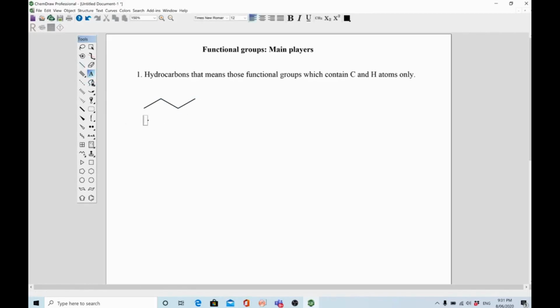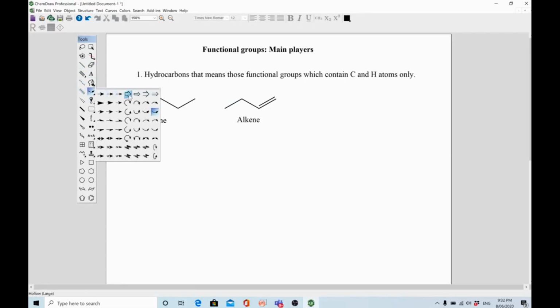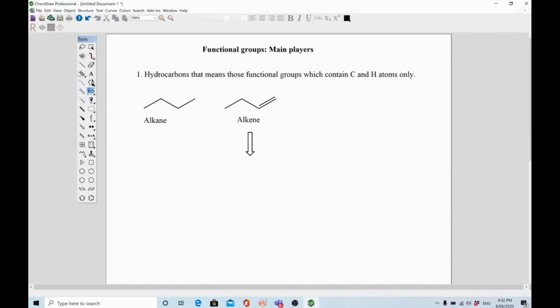So this is alkane. These are the carbons: CH3, CH2, CH2, CH3. Another functional group is alkenes. Anything which contains a double bond is called alkene, and there are two types of alkene. One is internal alkene and the other is terminal alkene.